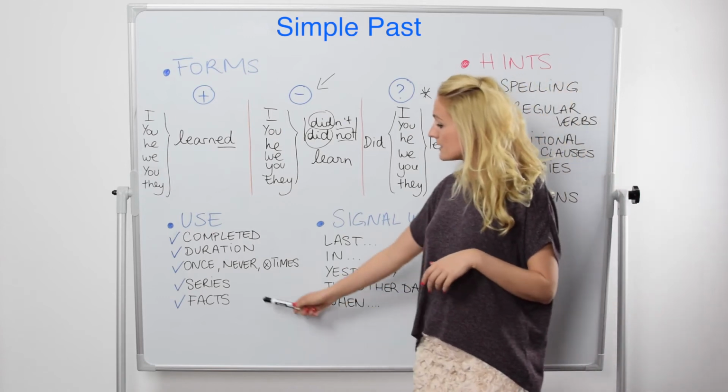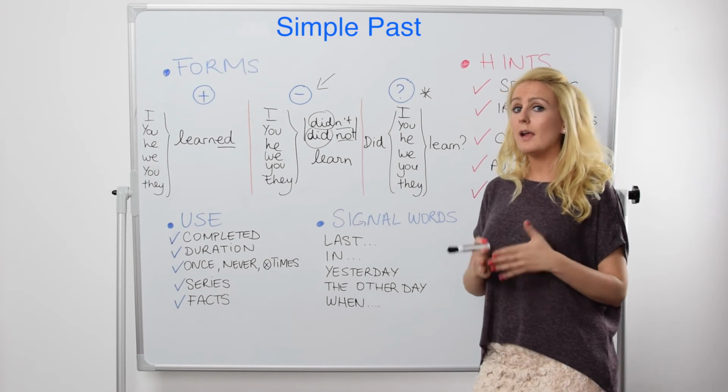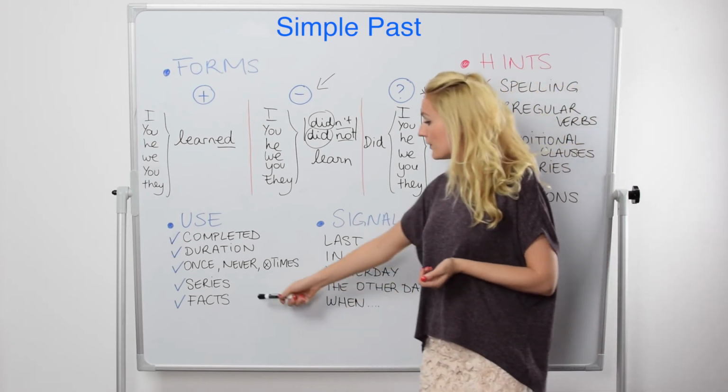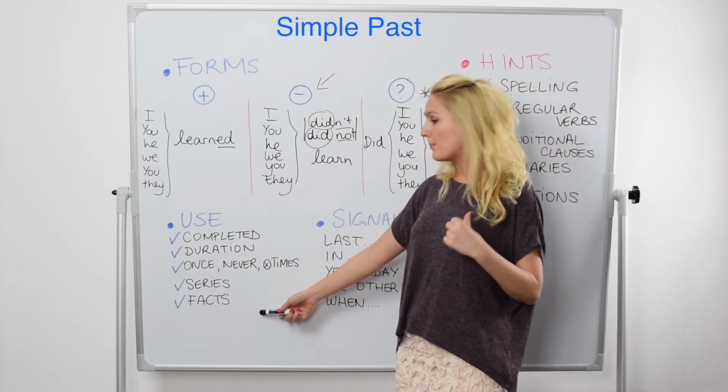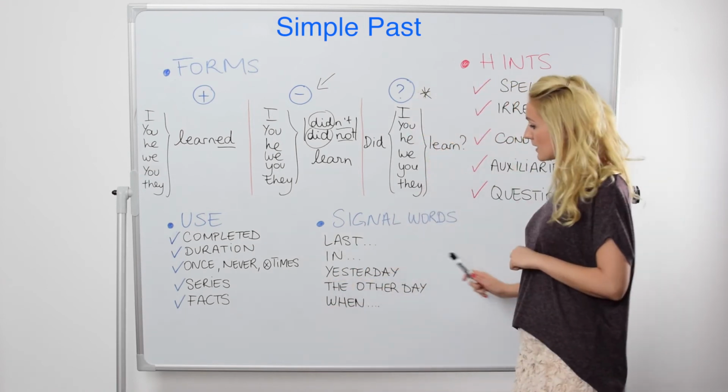I also use it for a series of actions. I opened the book, I read, I learned something new. Or for facts or generalizations in the past. These signal words are very useful with the simple past.